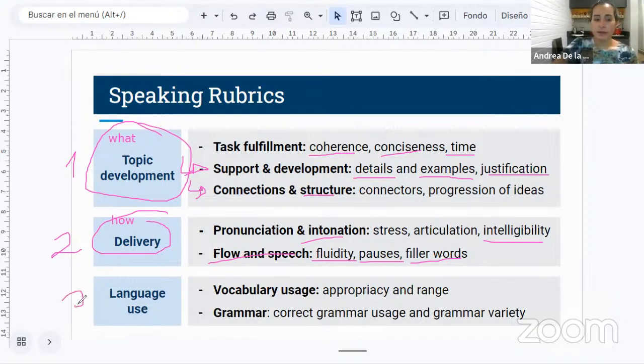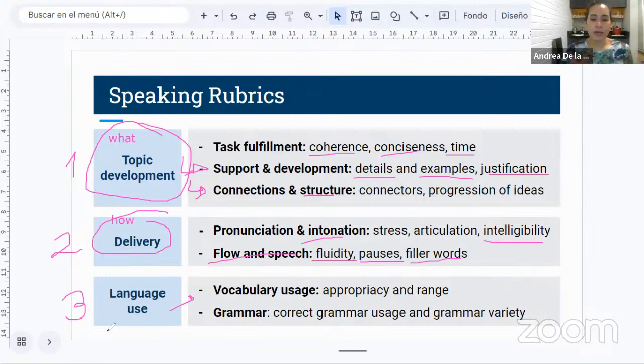And the third one, very important too, is language use. Basically, how well you can use the language. That has to do with vocabulary. So are you showing the vocabulary of a basic student? Are you just using basic words, the ones that you learn at A1 level? Or maybe you're using more complex, more advanced words.